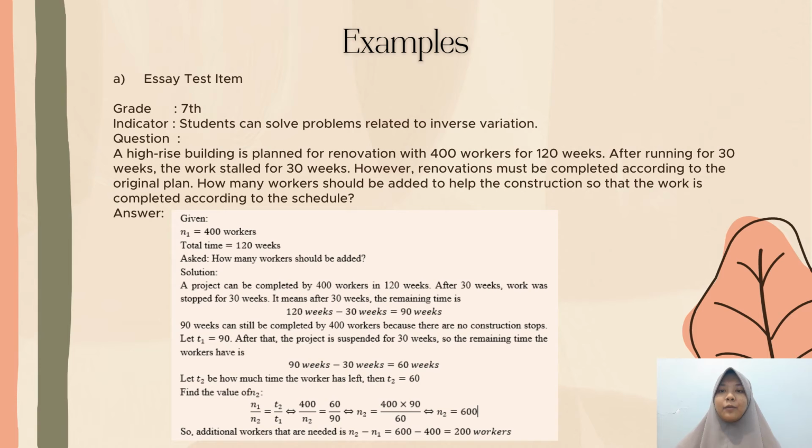Okay, now we get to the examples. The first example is an essay or description test. Here we have the grade, indicators, question, and solution. And not to forget, for this item we have the scoring guideline on the next slide with the analysis.